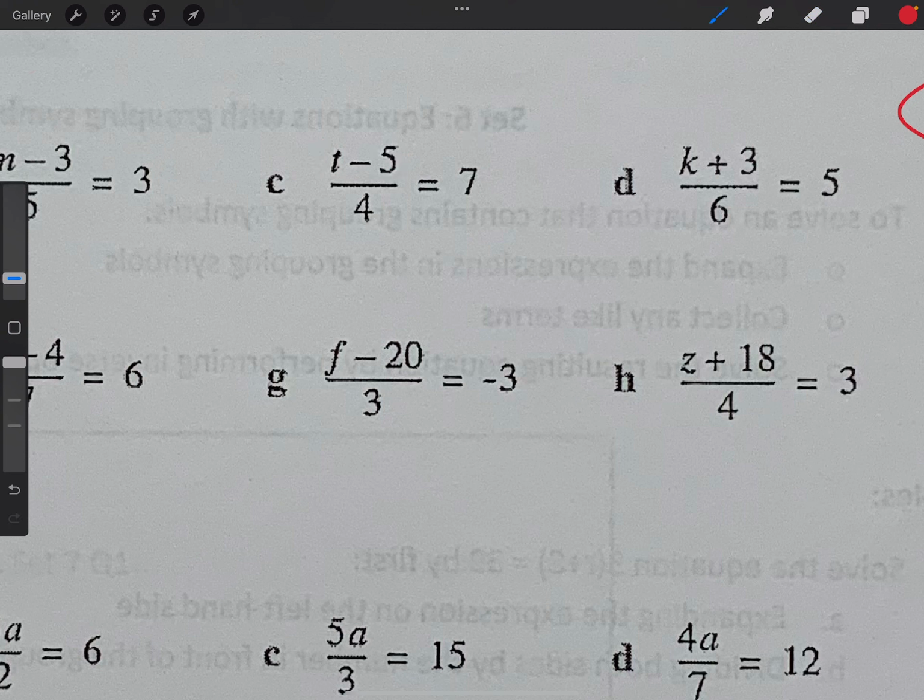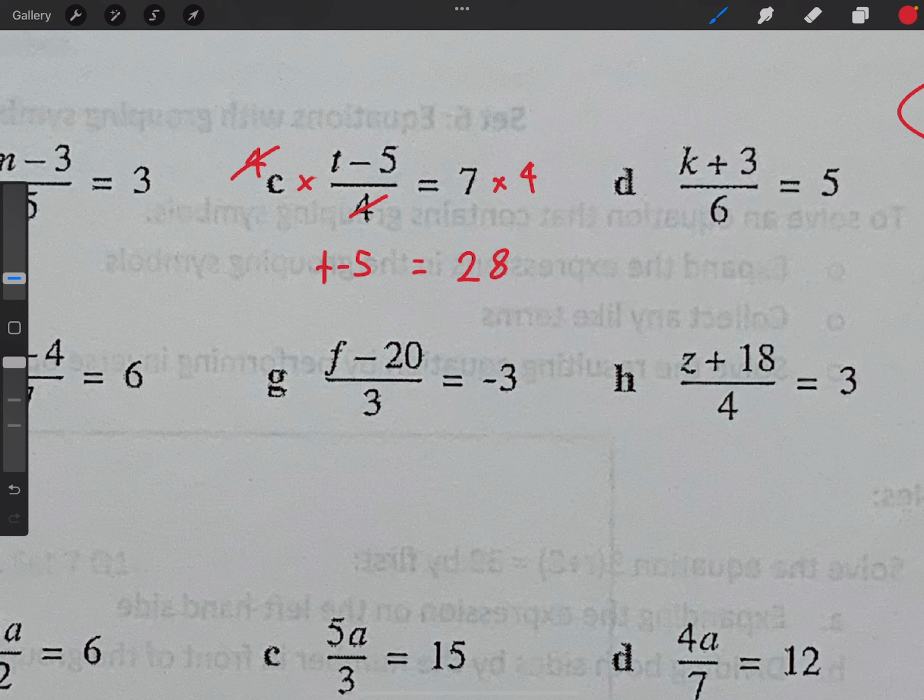So what you want to do is get rid of this 4 first. How do we get rid of 4? This whole thing is being divided by 4, so the reverse is we must times it by 4 to get rid of this 4 as the denominator. So let's times this side by 4, and times this side by 4. You're going to get t minus 5. The 4 at the bottom and the 4 on top cancel out. You get 4 times 7 is 28.